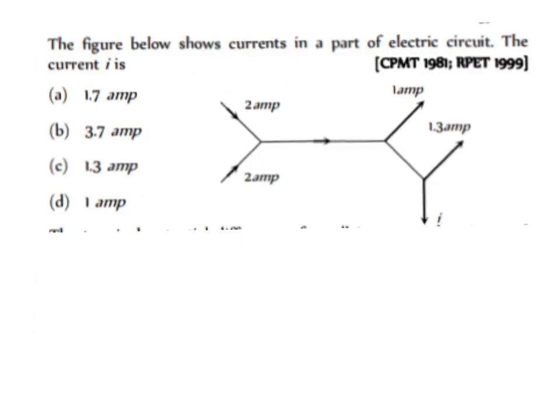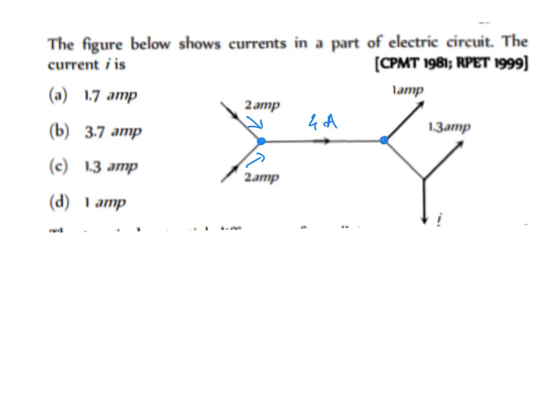Next problem. The figure below shows the currents in a part of an electric circuit. The current I is the question, right? For this I need to use Kirchhoff's current rule. Incoming current must be equal to outgoing current. According to that, this is the node here. 2 ampere is coming, and another 2 ampere is also coming here, so it must be 4 ampere because they are added.